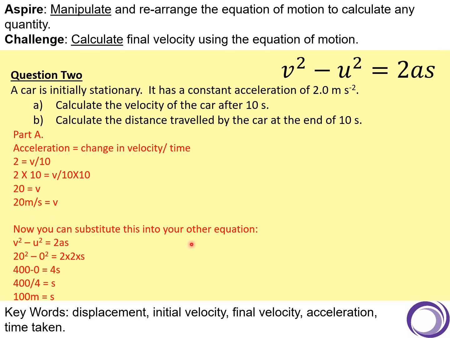Now you can use this to substitute into your other equation. So you've got v squared minus u squared equals 2as. And this time we are looking for the displacement here, which is s. So we've got v squared, which was 20, from our other answer. And then we minus 0 squared, which is then just 0, equals 2 times 2 times s. And then you can just follow that on until you get s. So that is how you would complete that equation and that question.